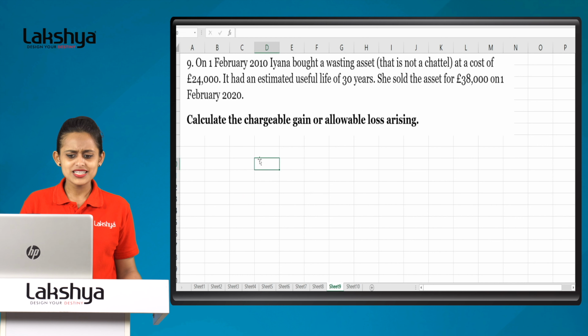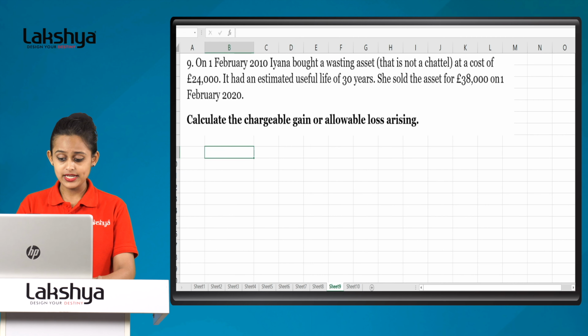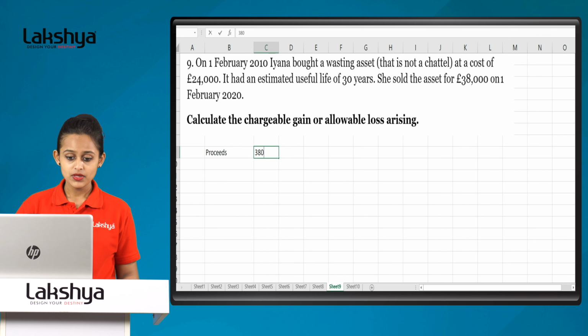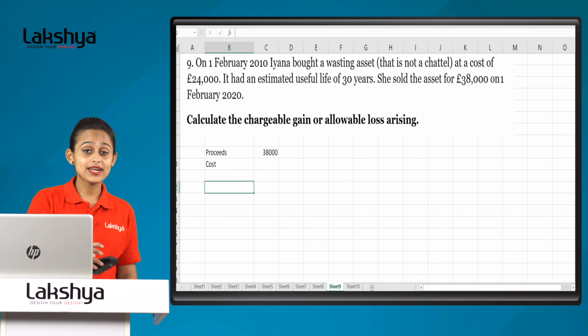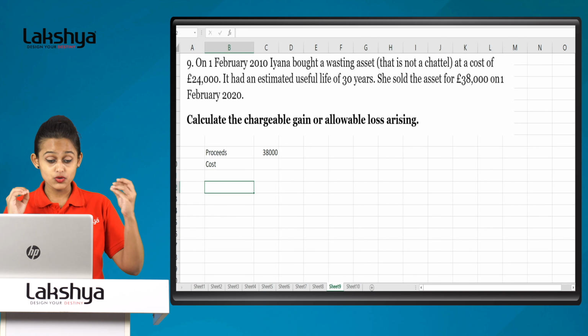So in this case, what are the proceeds? What is the cost? The proceeds are given to us as 38,000. Then what is the cost? We just discussed it. Cost is the original cost multiplied by remaining useful life divided by estimated total useful life.